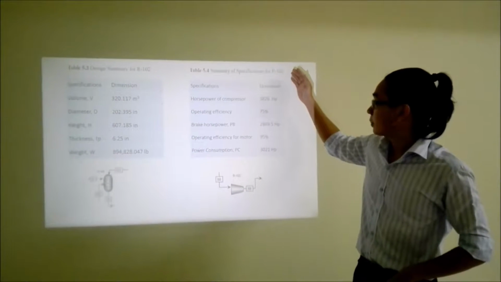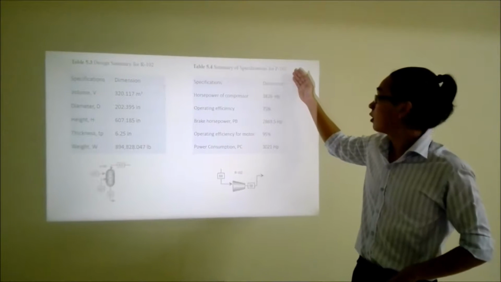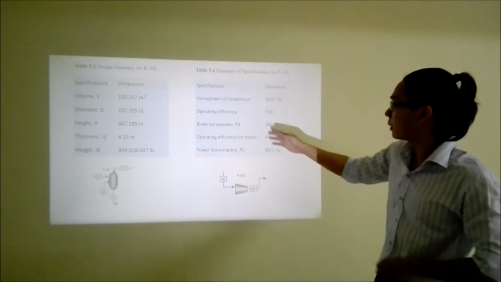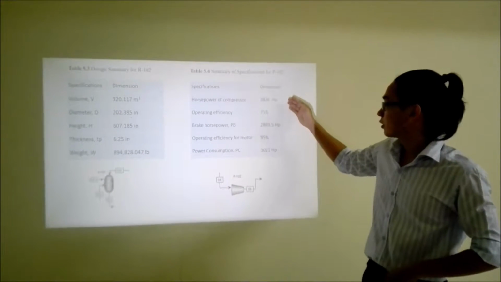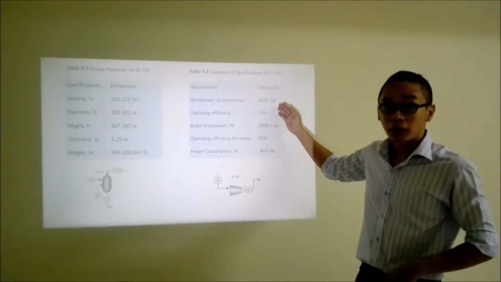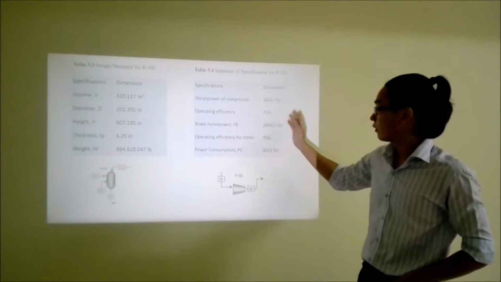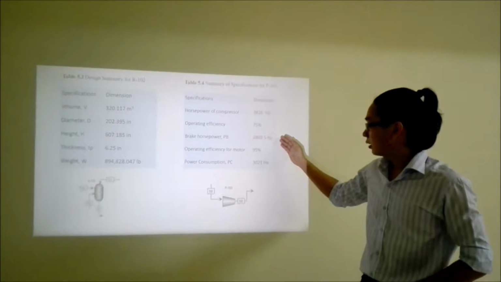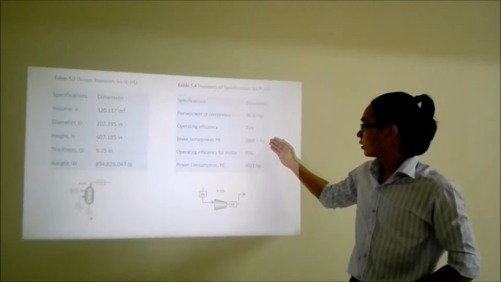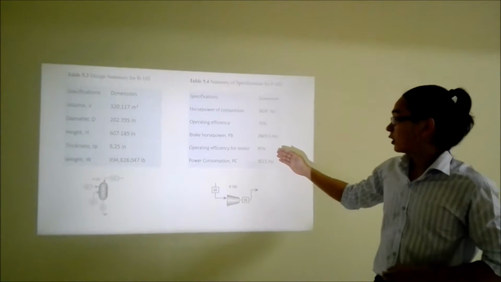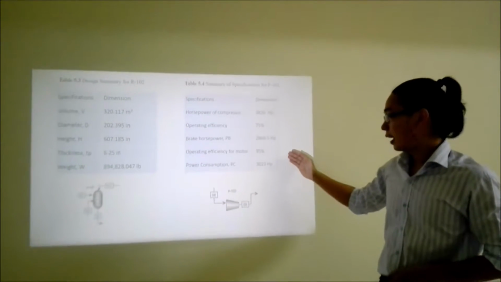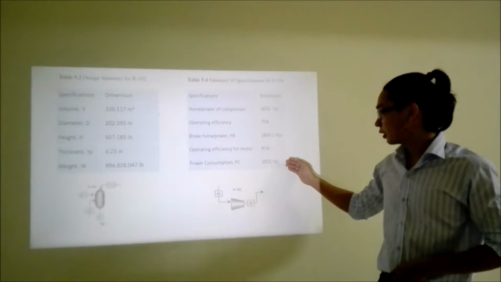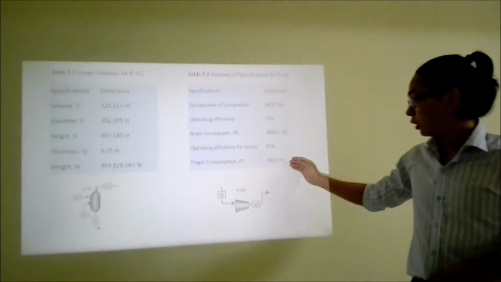And this is the summary of specification for the compressor. The horsepower of the compressor is 3,826 horsepower. Operating efficiency is 75%. Brake horsepower is 2,869. Operating efficiency of the motor is 95%, and power consumption is 3,021 horsepower.